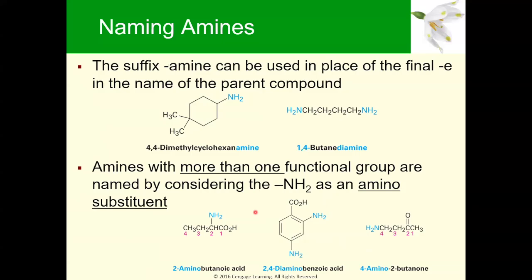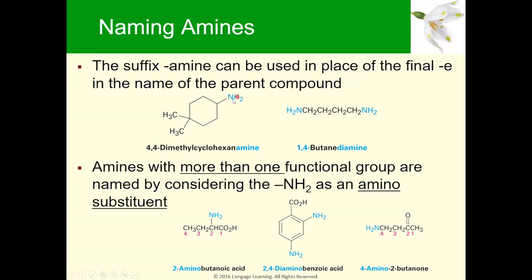The other thing that we can do is do it more as a suffix rather than thinking of it as an alkyl group. The suffix amine can be used in place of the final E of the parent alkane. So something like this, if you have a dimethylcyclohexane, we could just call this dimethylcyclohexaneamine. That's how you'd say that. I left out the 4,4 part, but 4,4-dimethylcyclohexaneamine.